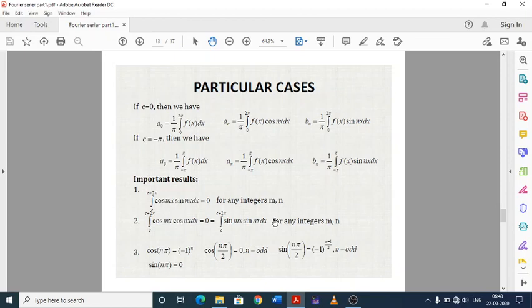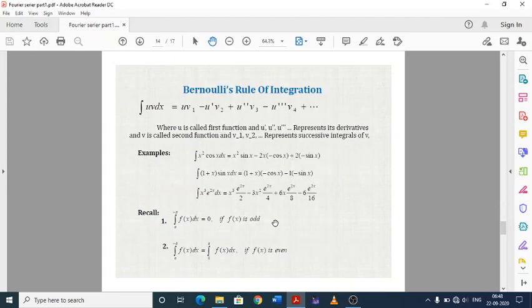Today we are going to discuss problems on Fourier series. Before that, let us start with Bernoulli's rule of integration, which you have already studied in our previous semesters. How we can apply Bernoulli's rule of integration to find the integral of the product of two functions. This is the generalized case of integration by parts.